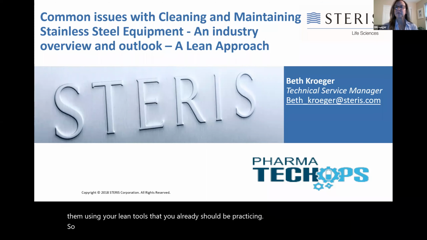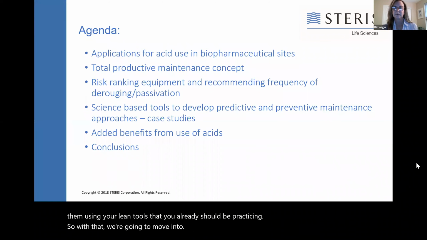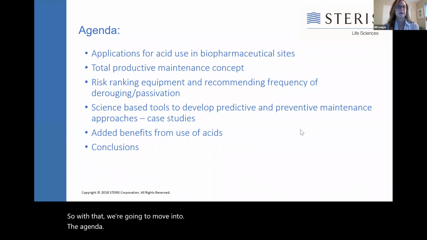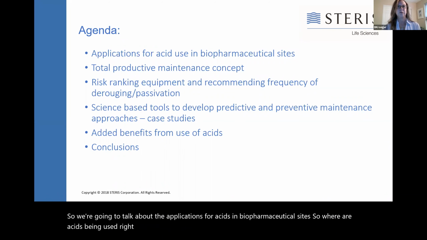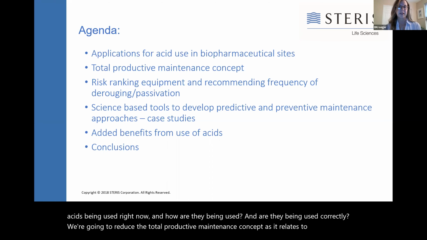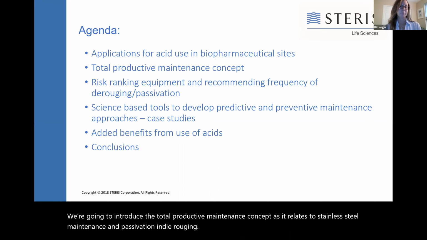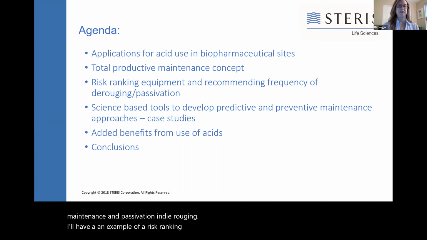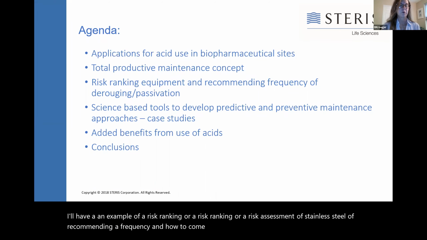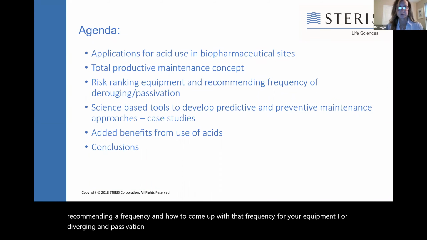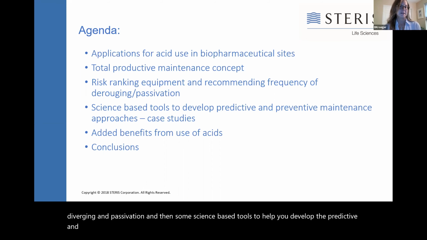So with that, we're going to move into the agenda. We're going to talk about the applications for acids in biopharmaceutical sites. So where are acids being used right now, how are they being used, and are they being used correctly? We're going to introduce the total predictive maintenance concept as it relates to stainless steel maintenance and passivation and derouging. I'll have an example of a risk assessment of stainless steel, recommending a frequency and how to come up with that frequency for your equipment for derouging and passivation, and then some science-based tools to help you develop the predictive and preventative maintenance approaches, with some case studies. And then we'll wrap it all up with some added benefits for acid.